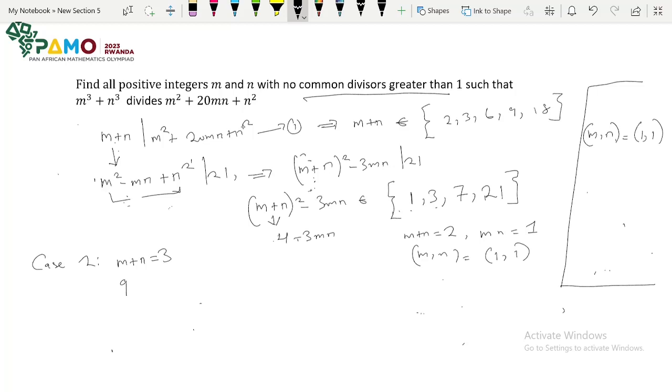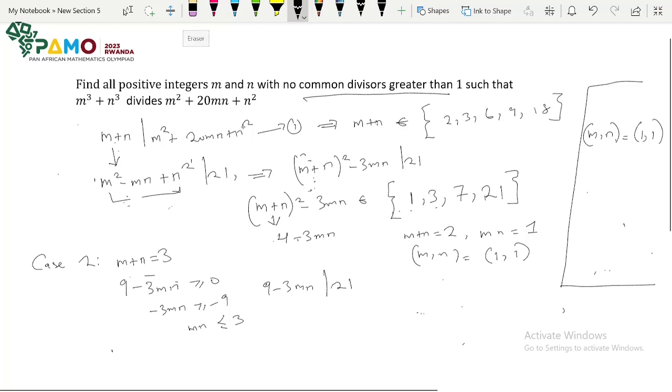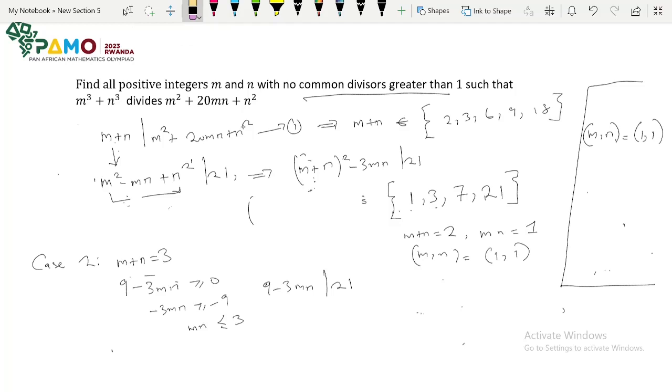Then it means this is 9 minus 3mn. We can also know that this has to be positive, so this has to be greater than 0, right? Because this is a positive divisor of 21. That means minus 3mn has to be greater than minus 9, which means mn has to be less than 3. Keep this in mind. I also know that this has to divide 21, because now we're using m plus n equals 3. If we divide both sides by 3, this implies that 3 minus mn has to divide 7.